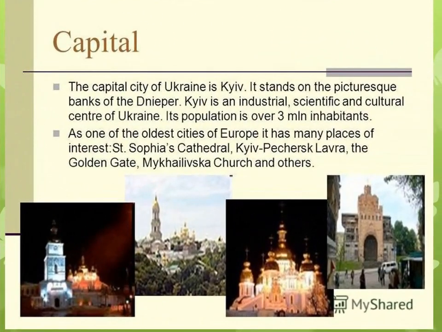Capital. The capital city of Ukraine is Kiev. It stands on the picturesque banks of the Dnieper River. Kiev is an industrial, scientific, and cultural center of Ukraine. Its population is more than 3 million inhabitants. As one of the oldest cities of Europe, it has many places of interest: St. Sophia's Cathedral, Kiev-Pechersky Lavra, the Golden Gate, Mikhailivska Church, and others.